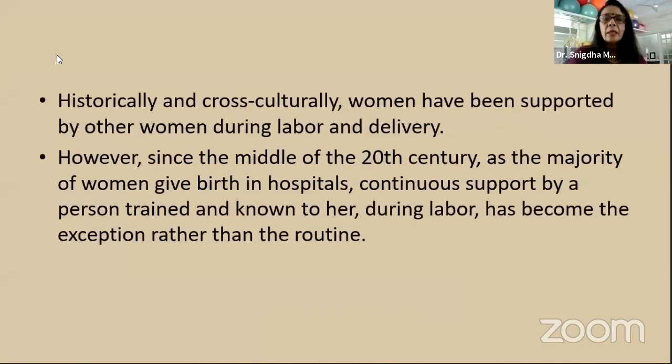Historically and cross-culturally, over different countries, women have had other women supporting them during the labor and delivery. However, since the middle of the 20th century, we have found that majority of women give birth in hospitals, and continuous support by a person trained and known to her during labor has become the exception rather than the routine.